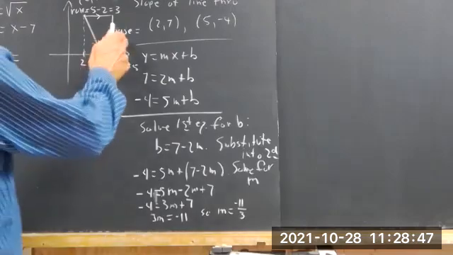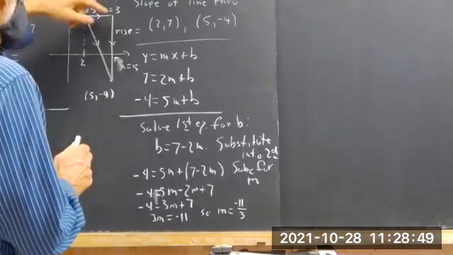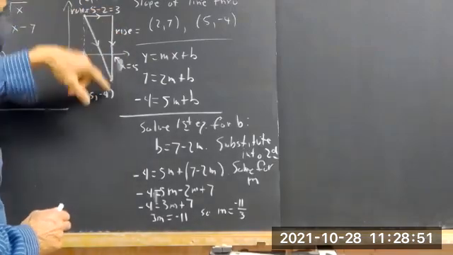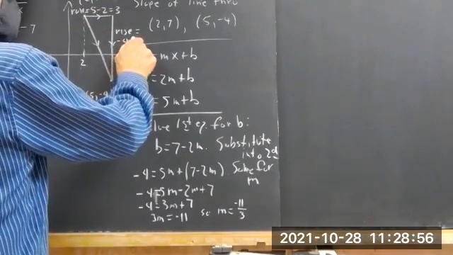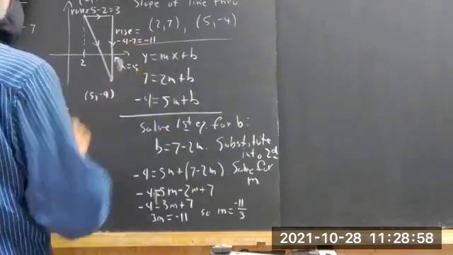Okay, so what's the rise? It's where you end minus where you start. It's in the y direction, so you use the y coordinates. It's negative 4 minus 7 equals negative 11.